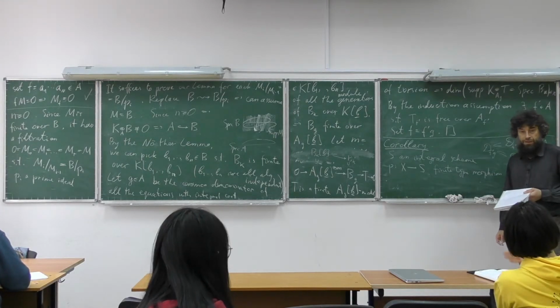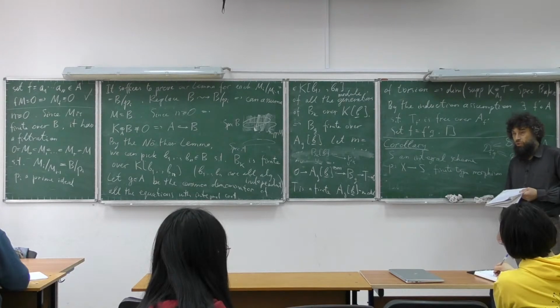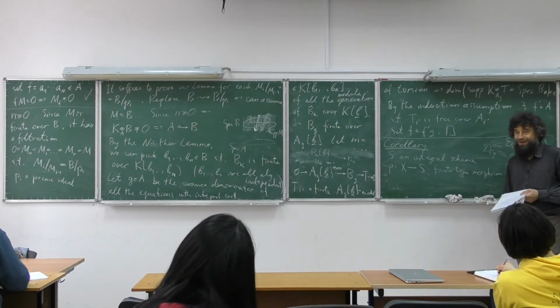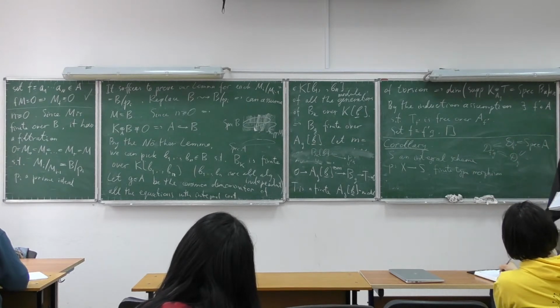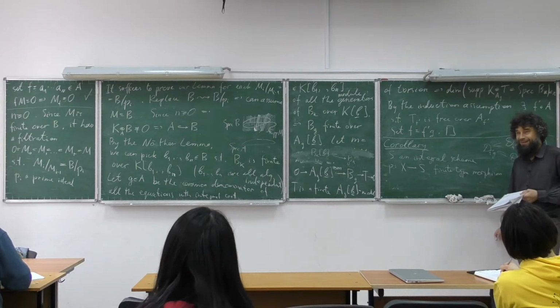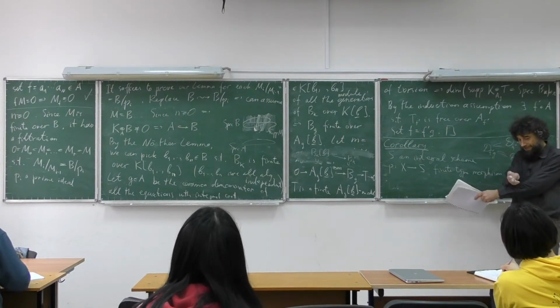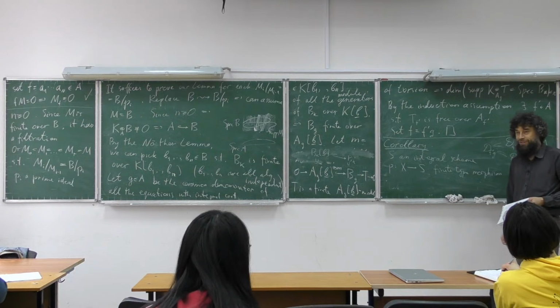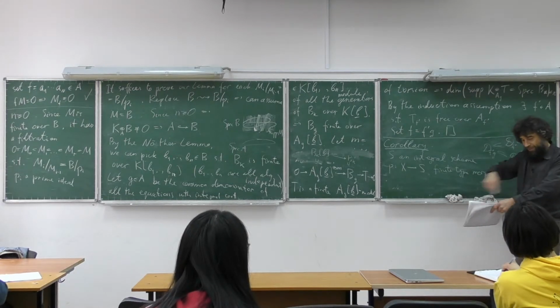Integral means that the structure sheaf has no zero divisors. All the irreducible varieties are necessarily integral. The bad things are either nilpotents in the structure sheaf or irreducible components where the product of this and the product of that is zero.